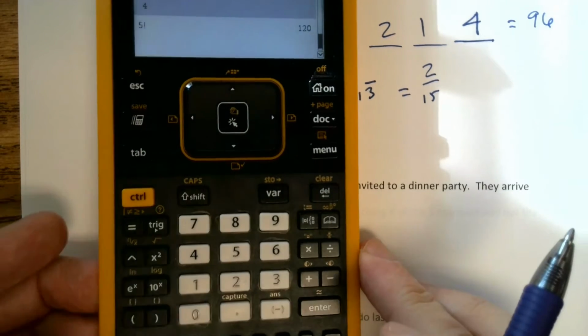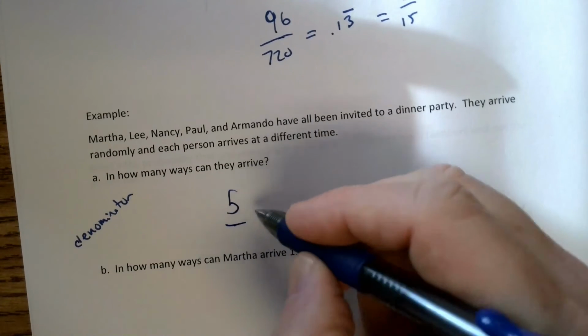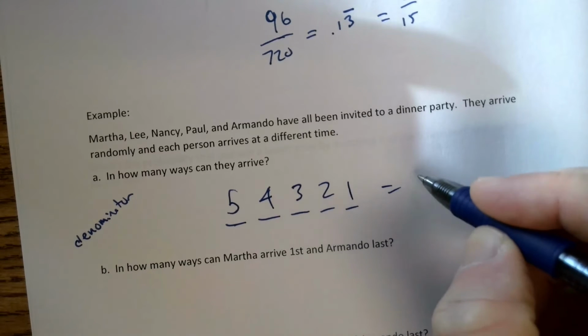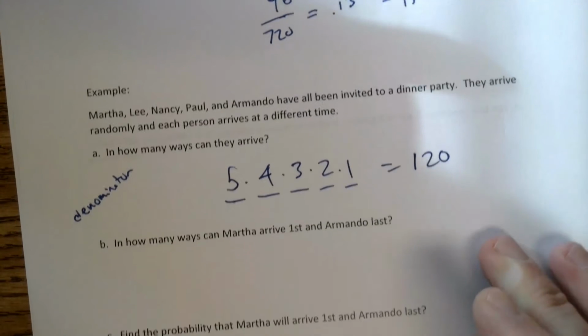Okay, so 5 factorial. So it'd be all 5. Any of the 5 could arrive, and then any of the 4, 3, 2, 1, which is 120 different ways. We're multiplying.